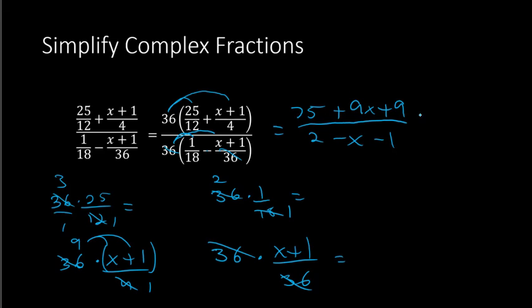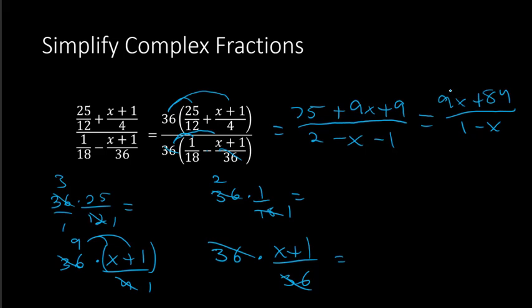All right, so now it's much simpler, right? All the major fractions are gone. We're left with just one fraction. And so the numerator, 75 plus 9, that would give you 84. We have 9x, so 9x plus 84, and that's over 2 minus 1 is 1. Then we have negative x, so we have 1 minus x, or negative x plus 1.